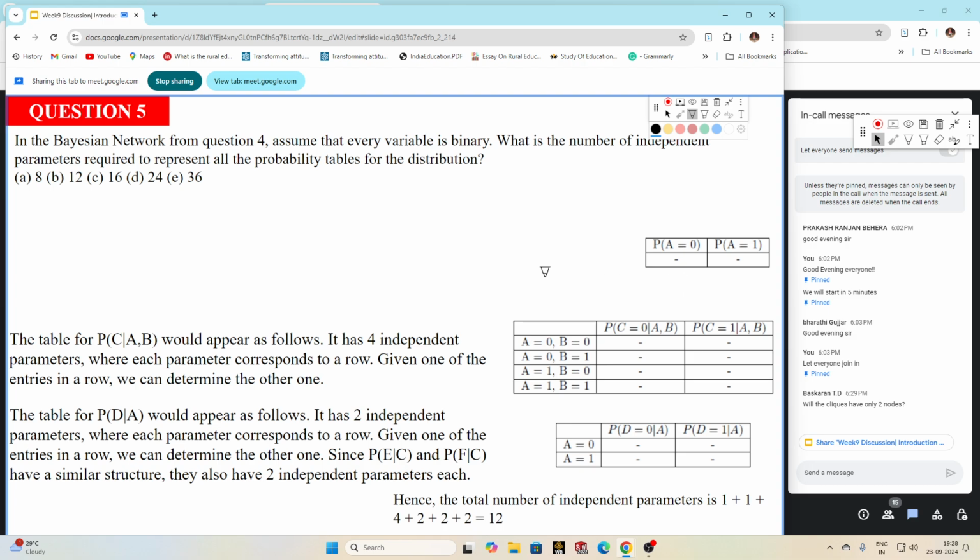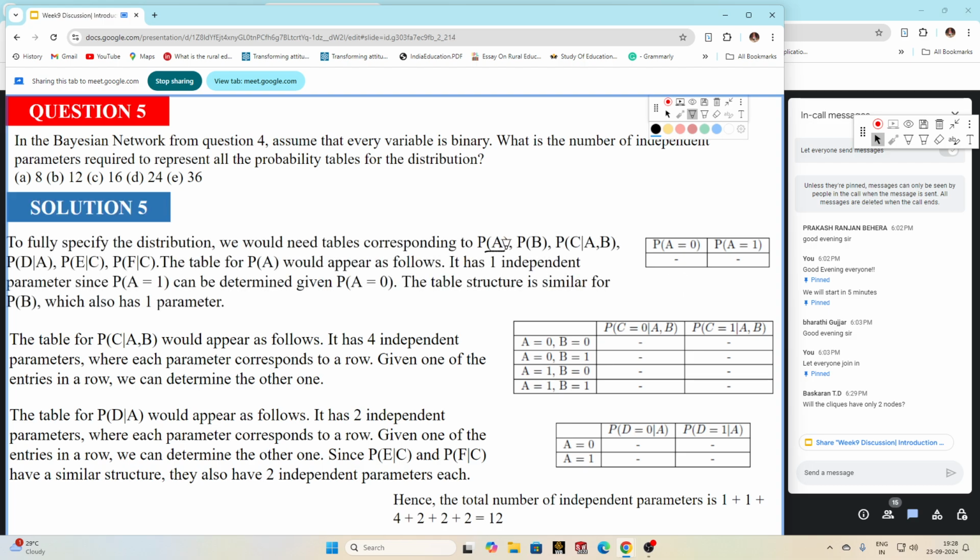Now let's form the table one by one. For P(A), whenever we form the table, we will have only one value, right? P(A) is equal to something. Similarly for P(B) also we will have one value, that is, P(B) will be equal to something.